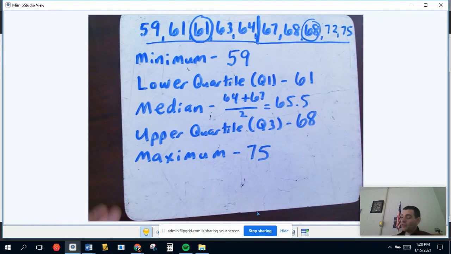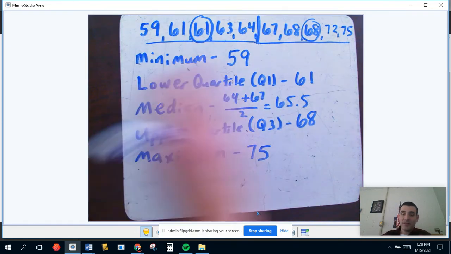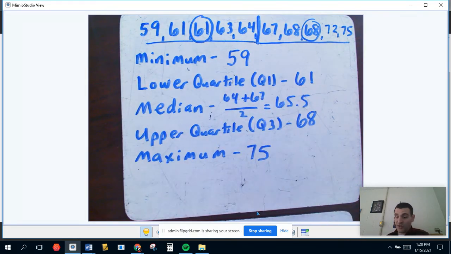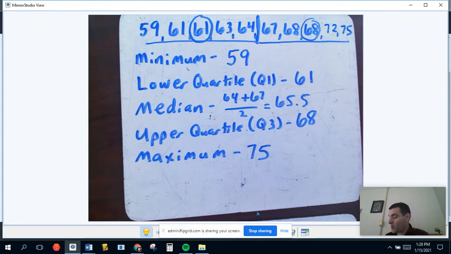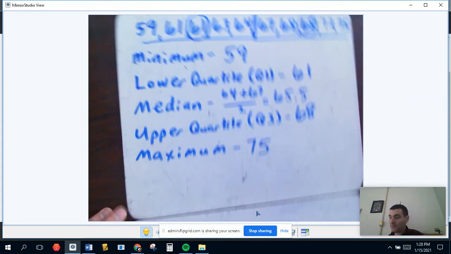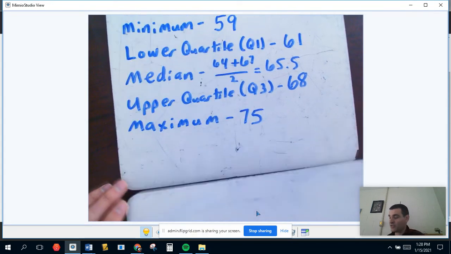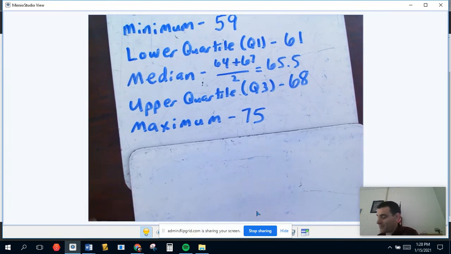But that's all we need. Once we have these 5 numbers, then we can draw our box and whisker. So the first problem is coming up with those 5 numbers. Again, I know many people are just going to say, hey, look, I can do it on a calculator. I'm sure you can.